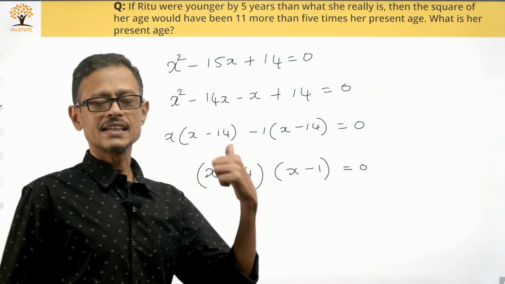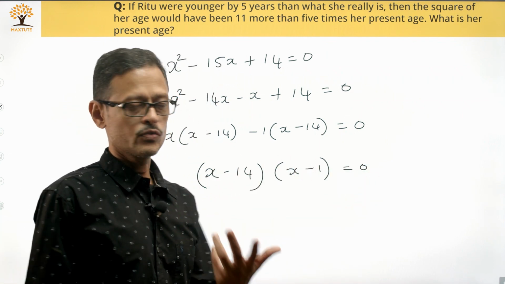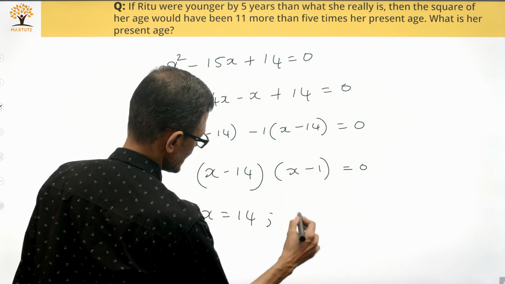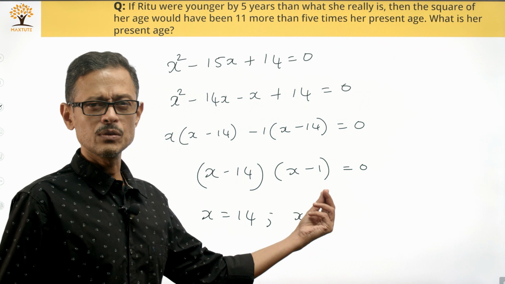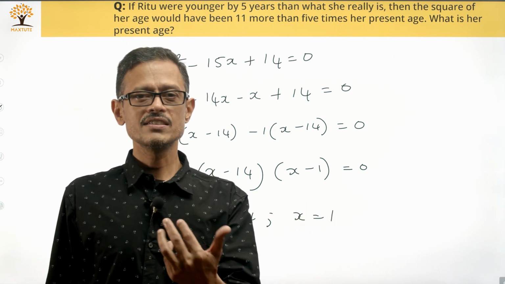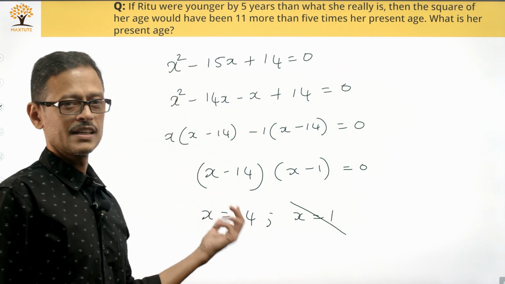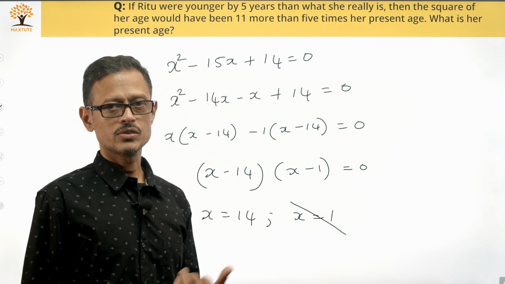The product is 0 when at least one of these two terms is 0. So if x minus 14 is 0, x is equal to 14. If x minus 1 is 0, then x is equal to 1. If x equals 1, then if she were 5 years younger, it would have made her age negative. So that's not possible. So x equals 1 is ruled out. Her present age is equal to 14 years. So this is the answer to the question.